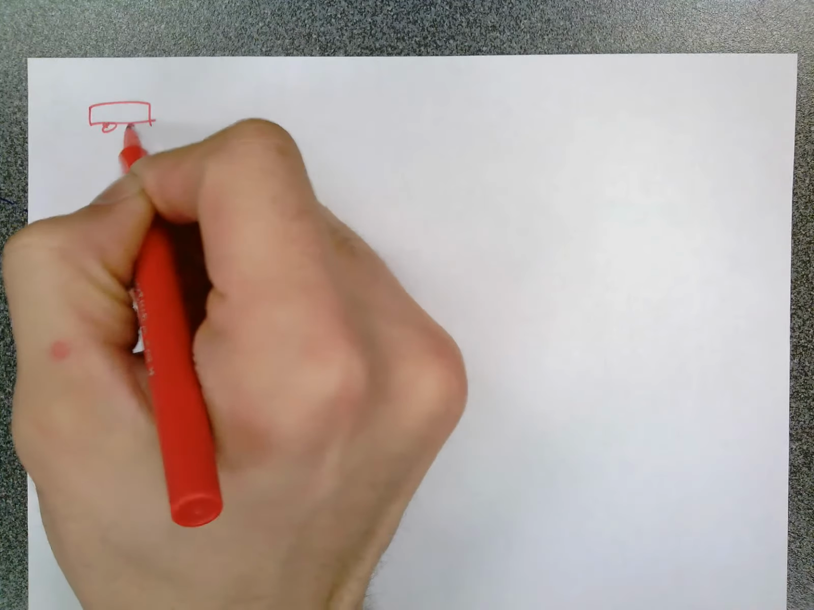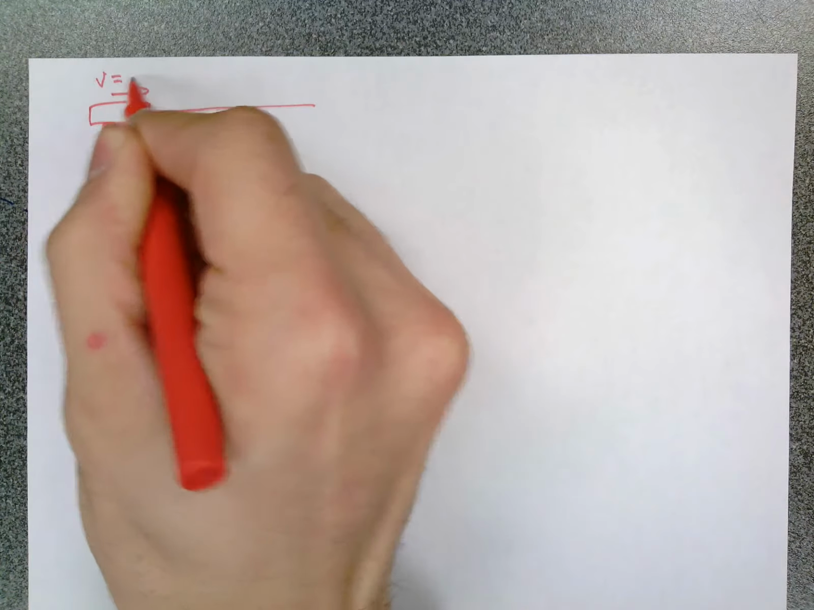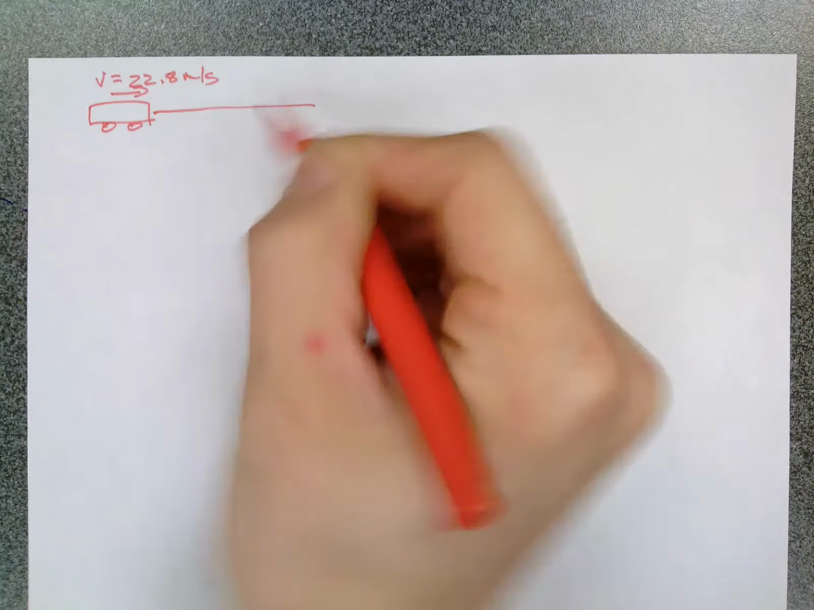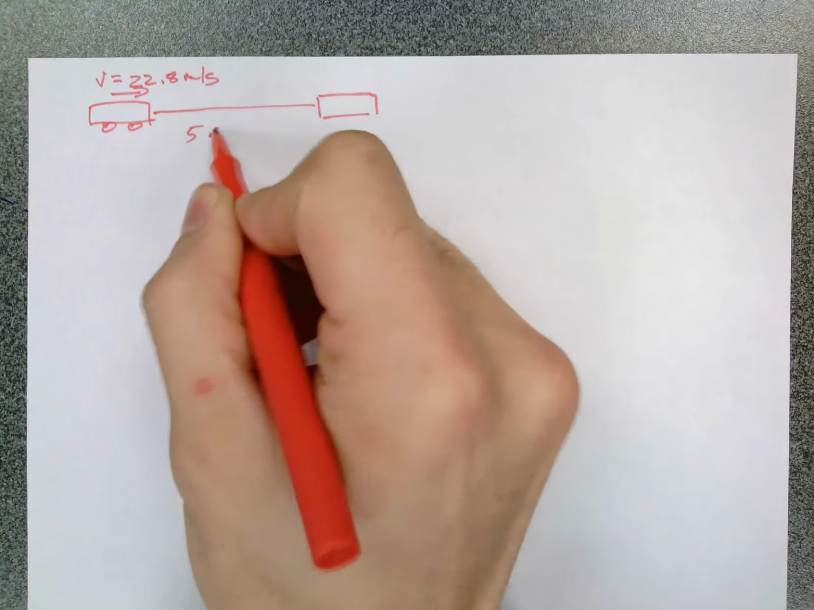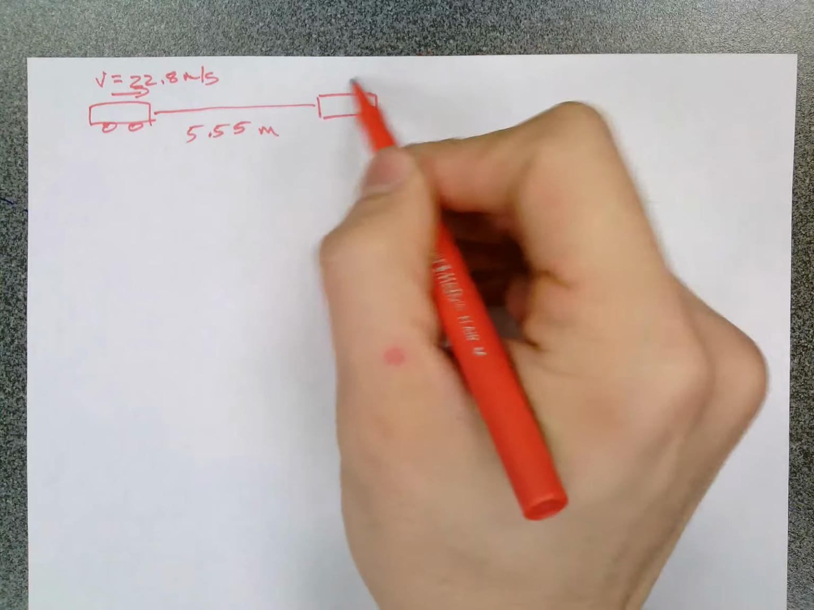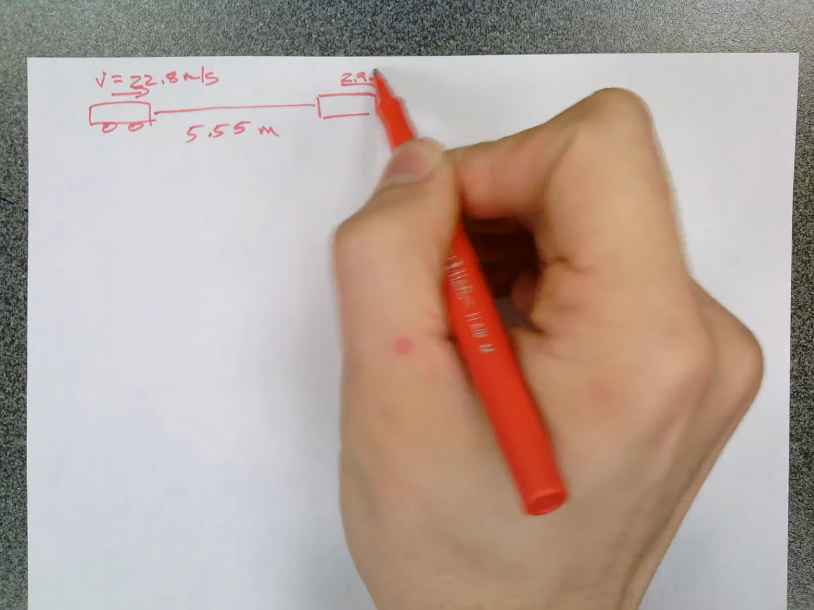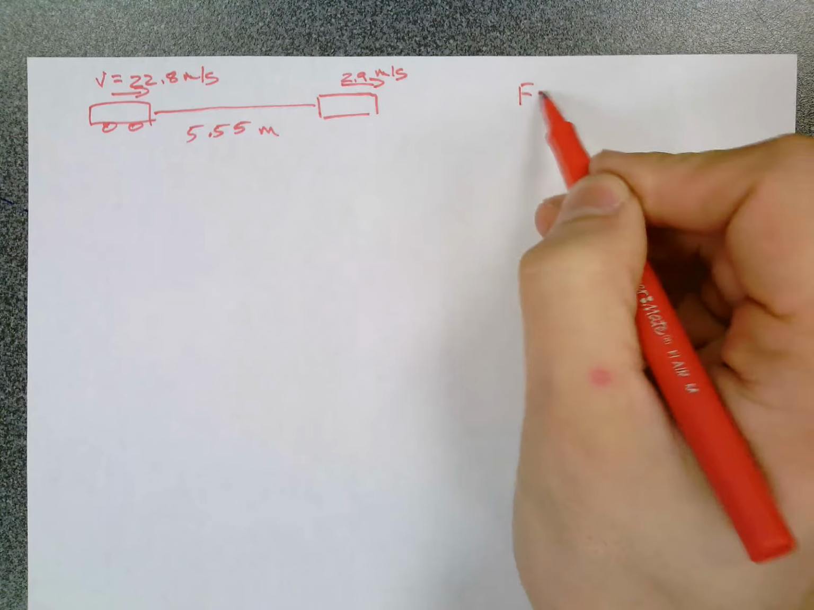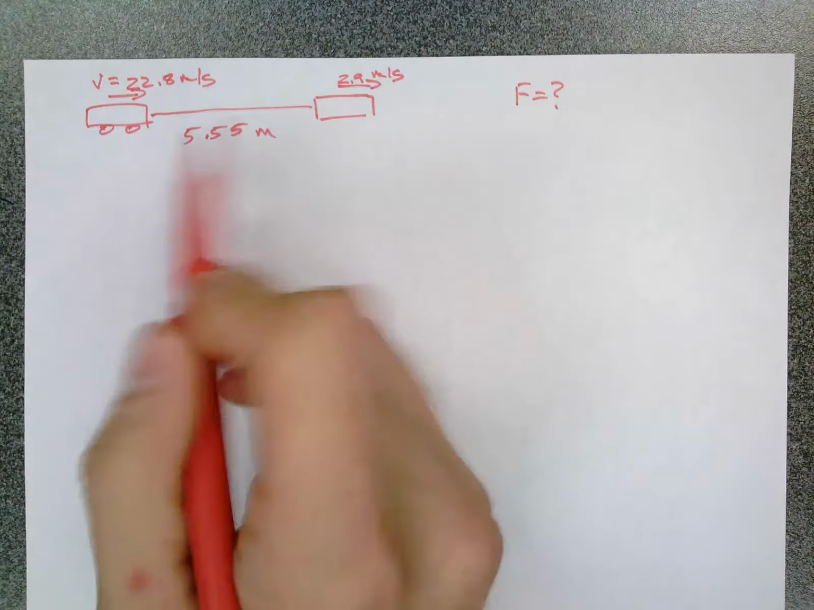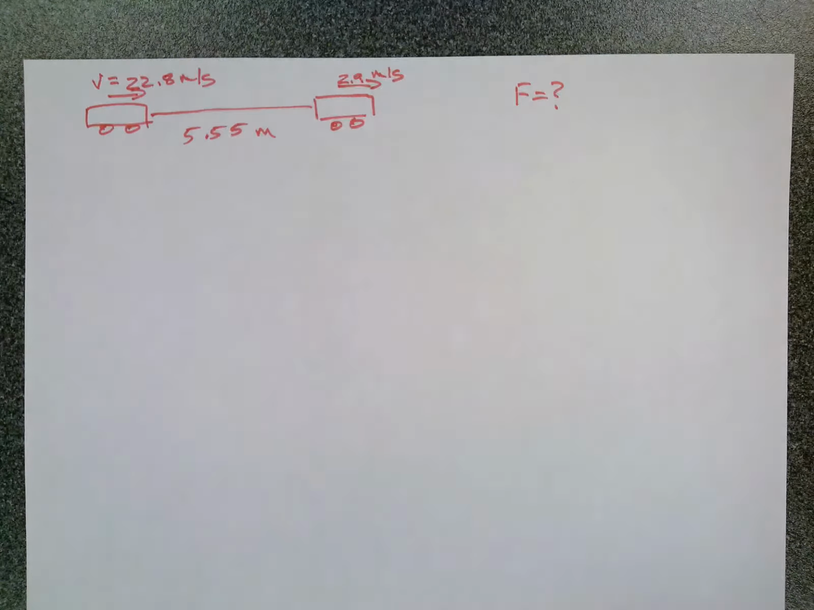In this question, we have a kind of a roller coaster. I'm going to draw a picture first. It starts at a velocity of 22.8 meters per second, and then it brakes in a distance of 5.55 meters to a velocity much slower of 2.9 meters per second. So the question asks, what is the force that it takes to make this roller coaster brake from 22.8 meters per second to 2.9 meters per second?